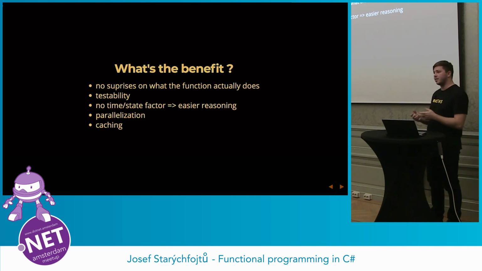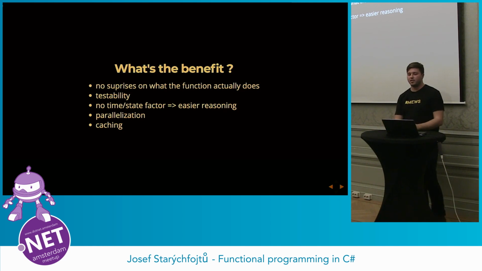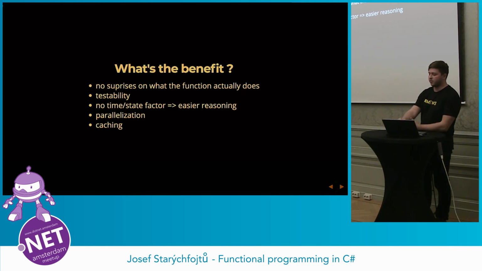And it really is easy to reason about this because you don't have to have the global state in mind. You just look at the function, you can reason about the single function individually. Then it's also easy to parallelize, right? Because the parallelization is hard when you have the shared state. And it's easy to cache because the function is deterministic, so it always returns the same thing, so it's not hard to cache it.